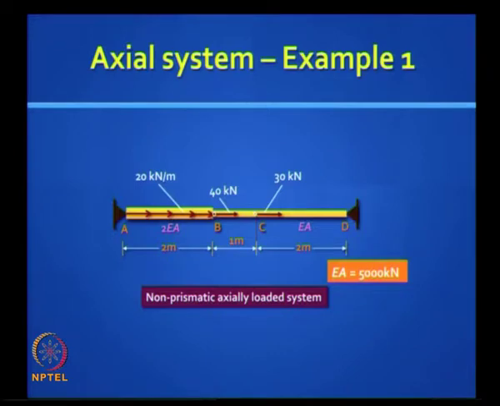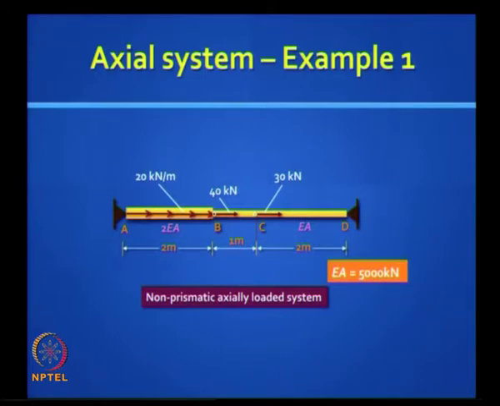The question asked is, get the complete force field and displacement field, which means find out all the unknowns, find out the support reactions obviously, find out the variation in the axial force, find out the variation in the displacement. Usually that is something not done in practice, so we are interested only in the maximum displacement if at all, okay. With that you know everything.